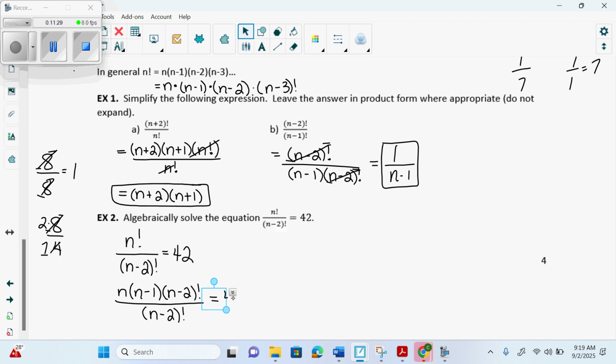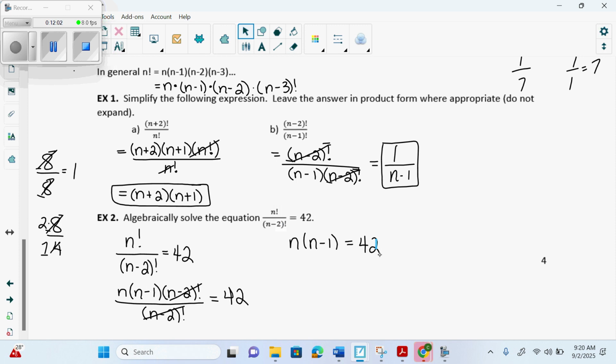Equals 42. What's on the left stays on the left, what's on the right stays on the right, correct? Okay. Cancel, cancel. And now we're back to grade 11. Every step after this is grade 11. We're no longer in grade 12 math after this. So we have n minus 1 equals 42. If I ask this in the solving quadratics unit of grade 11, what would you have to do next?